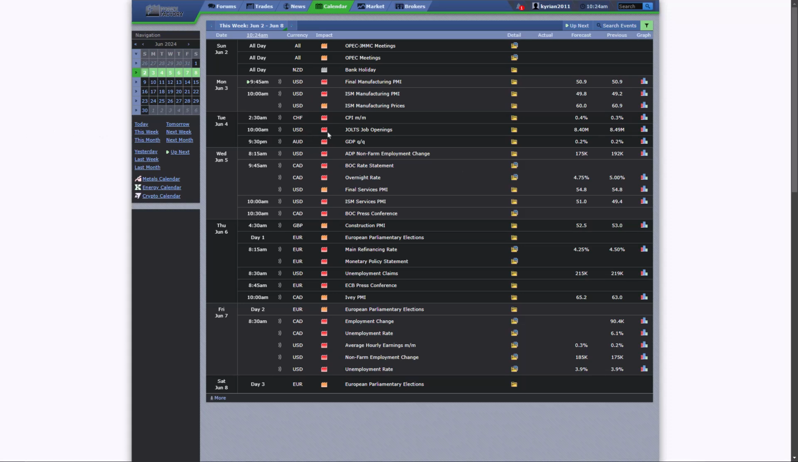And then on Tuesday, we have the job openings, another red folder. Wednesday, we have non-farm employment change and PMI as well, for services. Then on Thursday we have another USD news, unemployment claims, and then of course on Friday we have NFP, which is no longer called NFP actually, because before it used to be non-farm payroll, now it's non-farm employment change, so I guess you could say NFEC. But people don't call it that.